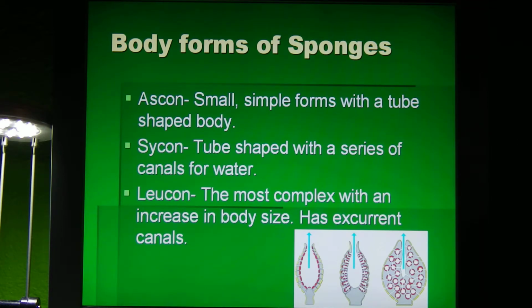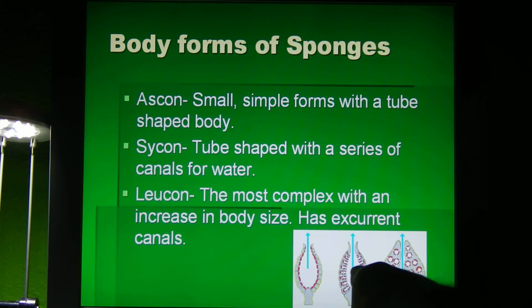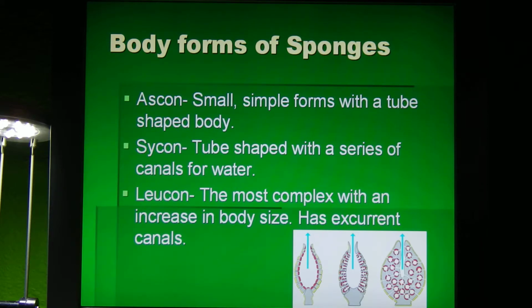Some of the body forms of sponges are Ascon, which is the one on the very left. It is the simplest one of the 3, and it's a small, simple form with a tube-shaped body. The next one is Sycon, which is in the middle, and it's the medium complexity, and it's tube-shaped with a series of canals for water. Then the Leucon, which is the most complex out of the 3, the one on the very right. It is the most complex, with an increase in body size compared to the rest of them, and it has excurrent canals on it.